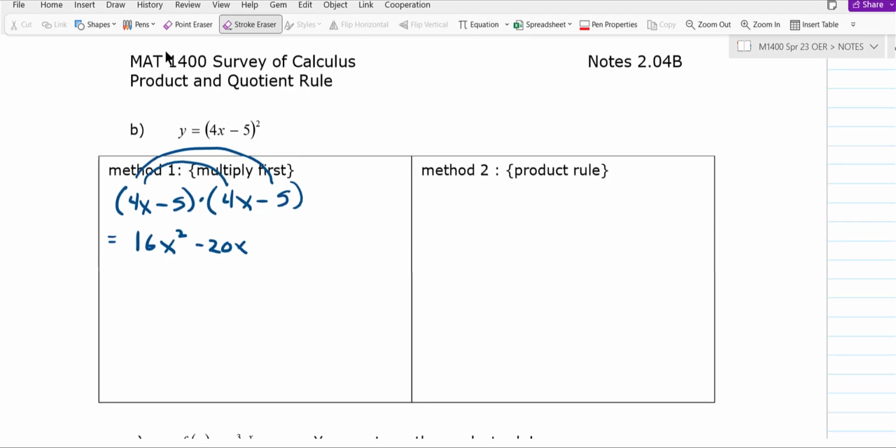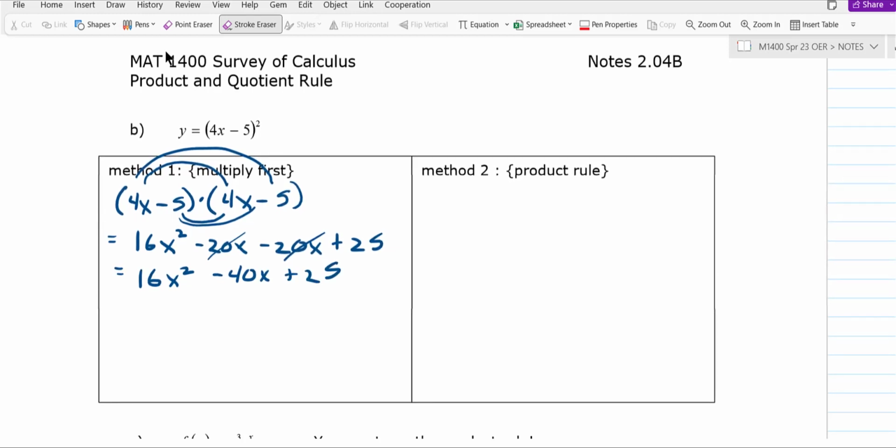Okay, then I do the inside term. So negative 5 times 4x is another negative 20x. And then negative 5 times negative 5 is plus 25. Okay, got like terms? Put them together. When we put together the x's, we know that negative 20 minus 20 is negative 40x. So we've just multiplied it out, like you do in an algebra class, college algebra, intermediate algebra, whatever.